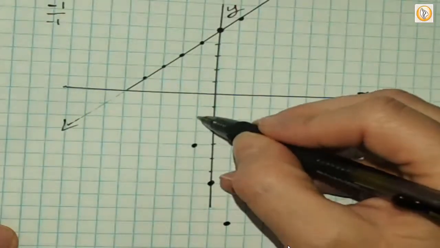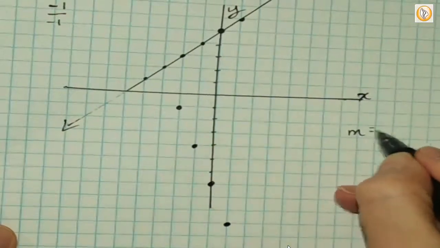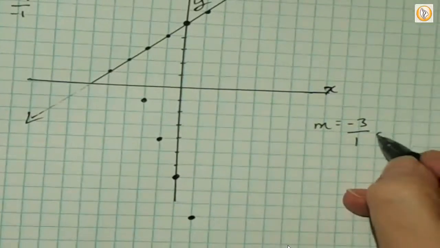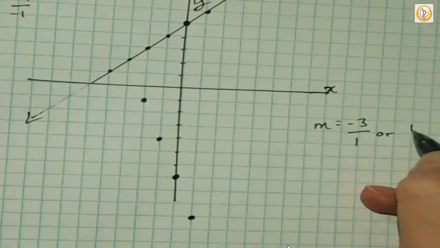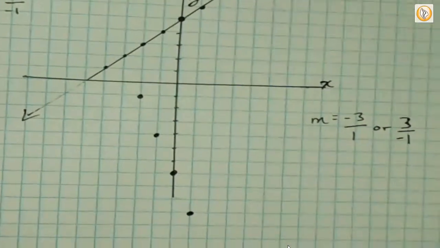So remember, the slope was -3. So it can be either -3 over +1, or you can do +3 over -1. Either one gives you the same answer.